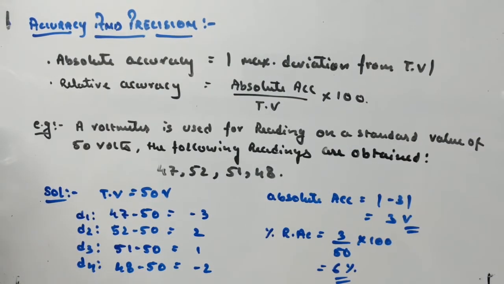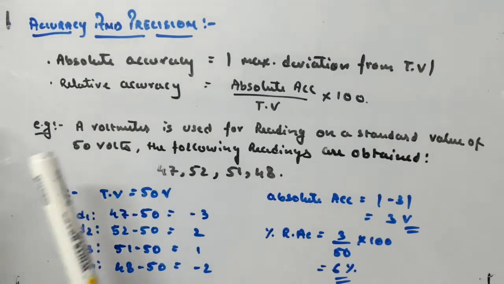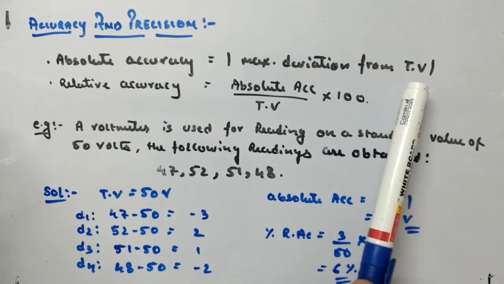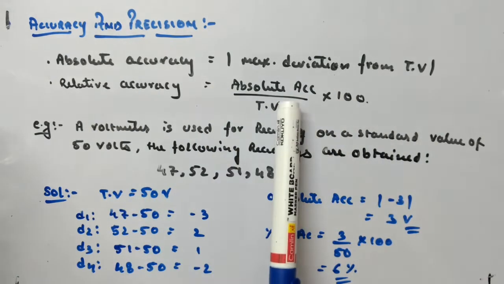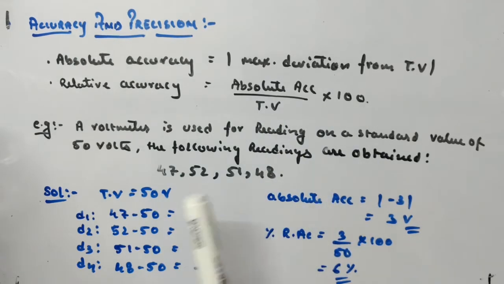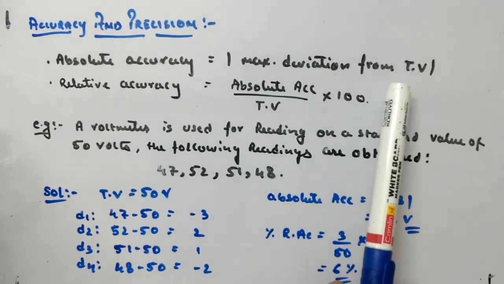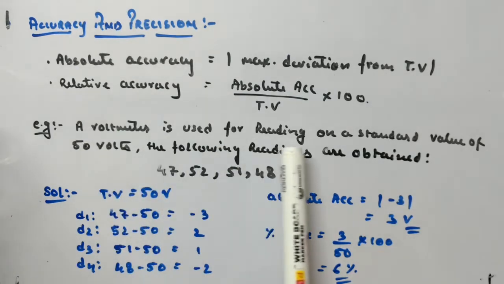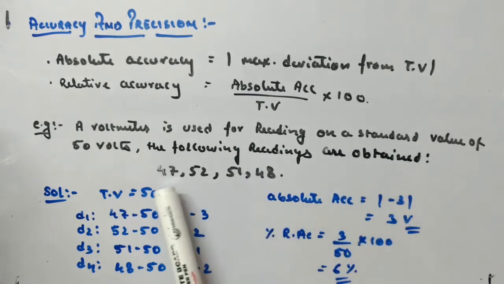Okay, so there are 2 terms used in accuracy. One is absolute accuracy, second is relative accuracy. The absolute accuracy is defined as the modulus of the maximum deviation of the reading from the true value, and relative accuracy is defined as this absolute accuracy divided by the true value into 100. So this is the maximum deviation of the readings you take from the instrument from the true value. Okay, let's see an example. A voltmeter is used for reading a standard value of 50 volts. The following readings are obtained: 47, 52, 51 and 48 volts.